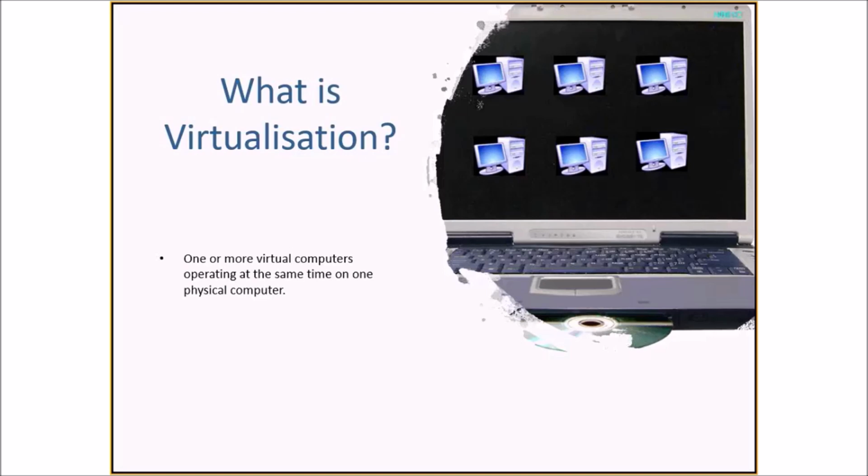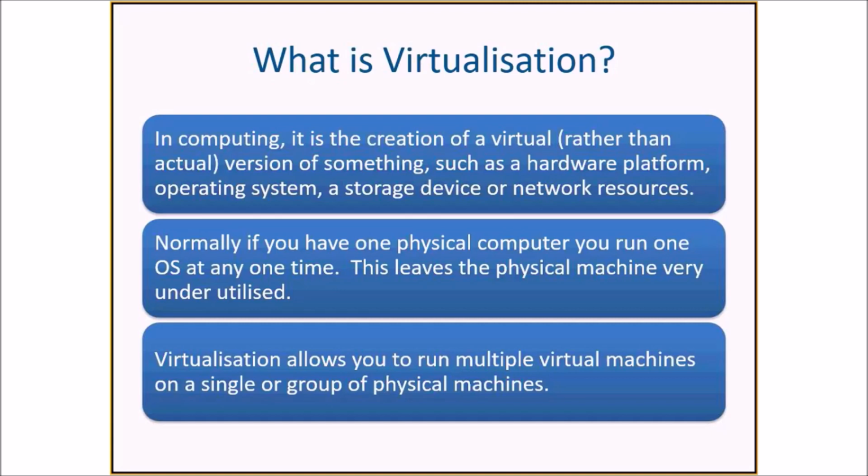So what is virtualization? In computing, it's the creation of a virtual rather than actual version of something, such as a hardware platform, operating system, storage device, or network resource. Normally, if you have one physical computer, you run one operating system at any one time. That's normal computers, right? You have one computer, one OS on there. This leaves the physical machine very underutilized.